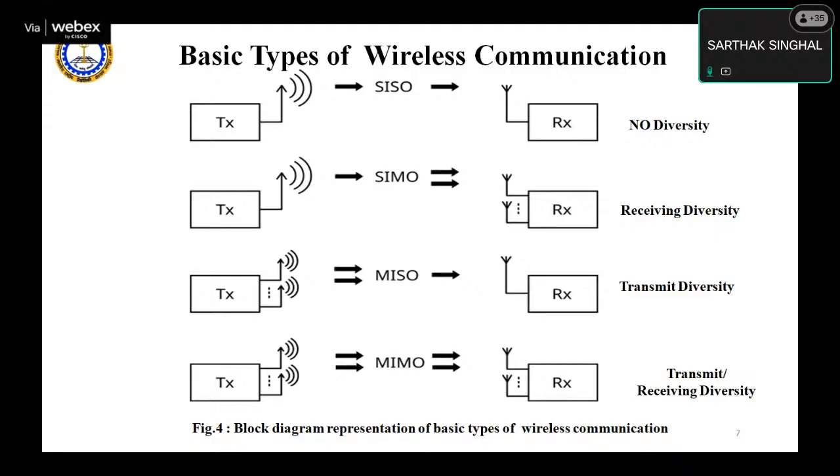Okay. Then comes your MISO, which is multiple input and single output, in which multiple transmitters are transmitting the signal and only a single receiver is receiving the signal, identifying which signal it has to receive and which to reject based on the frequency band. Okay. Then comes your MIMO. So in this, there will be multiple transmitters and multiple receivers.